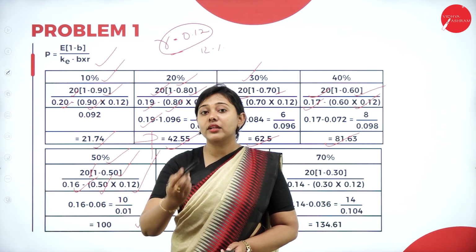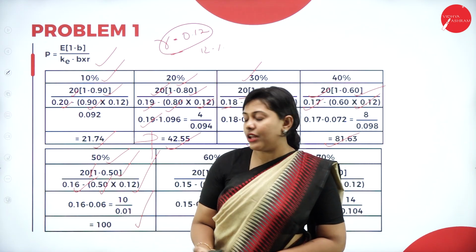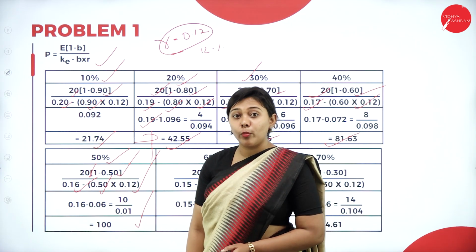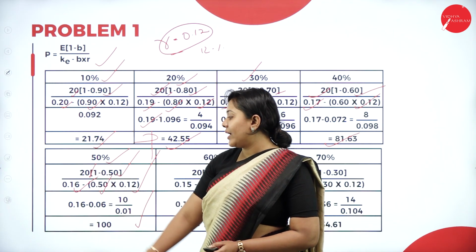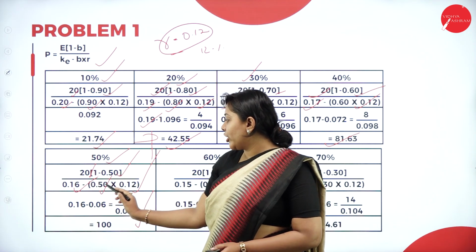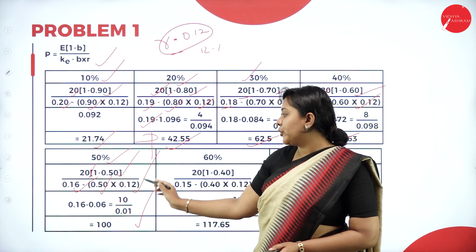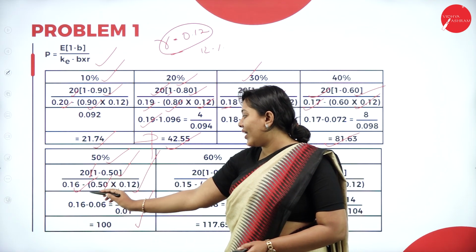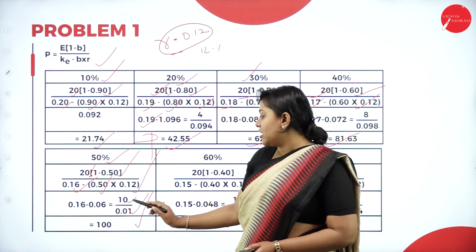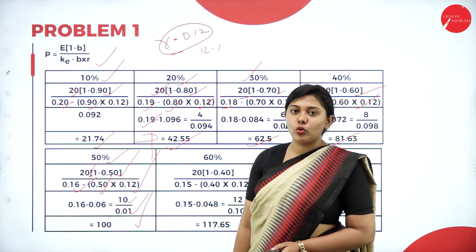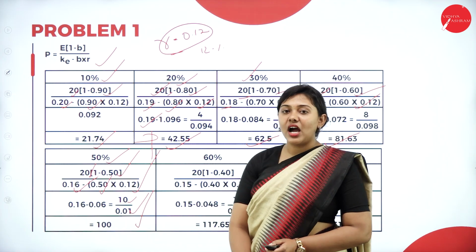So how do you calculate this? How do you put it into your calculator? First, 1 minus 0.50, it will be 0.50. If you multiply with 20, you'll get the answer. Divided by 0.50 into 0.12. With that answer, you subtract 0.16, you'll get the answer as 100. So 10 you'll get, and divided by 0.01, you'll get the answer as 100.